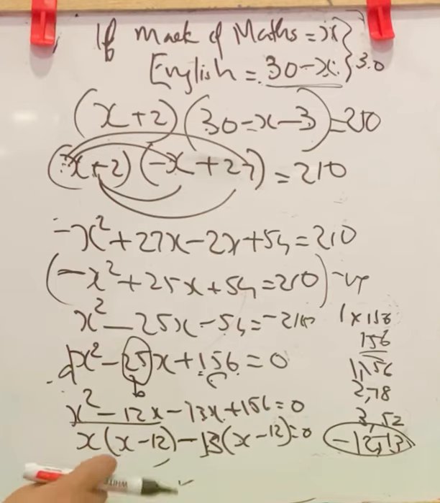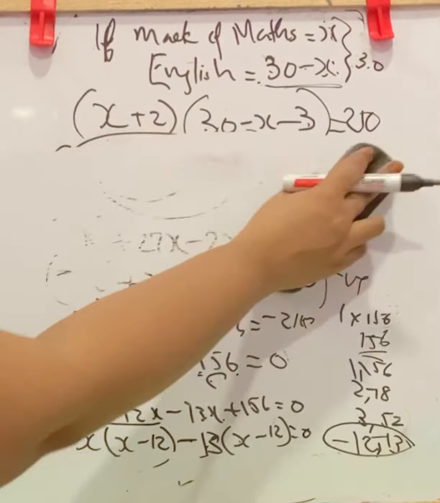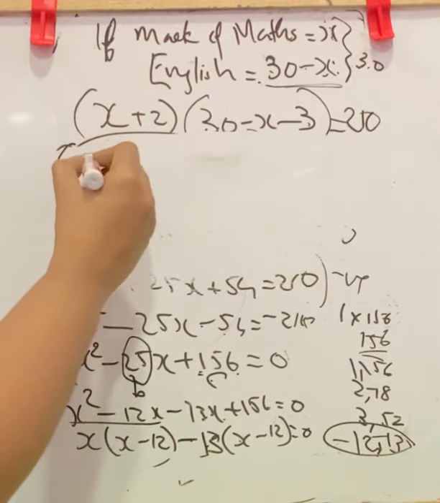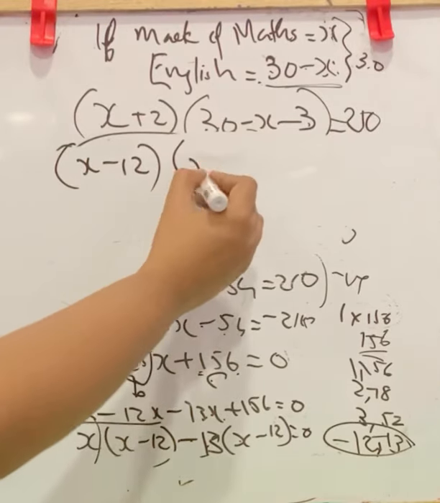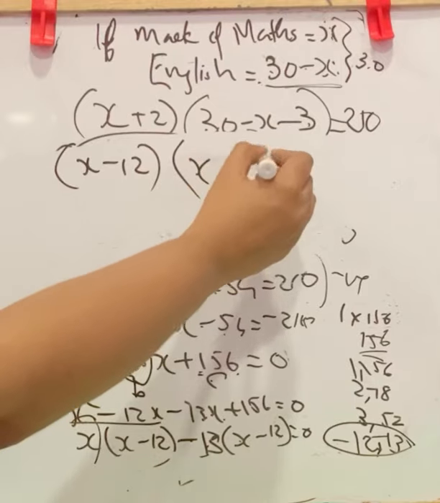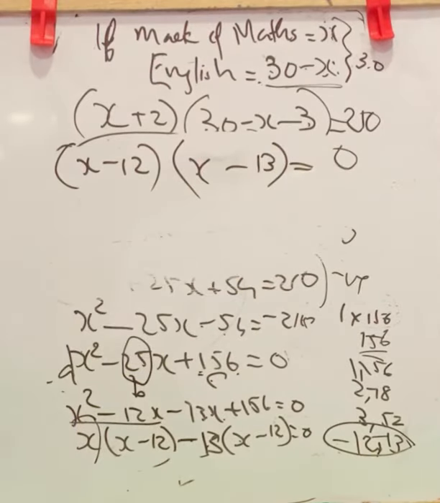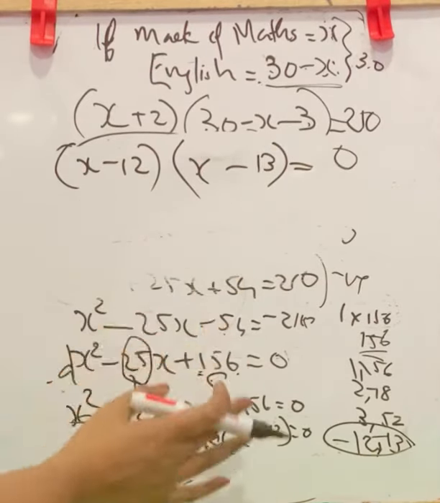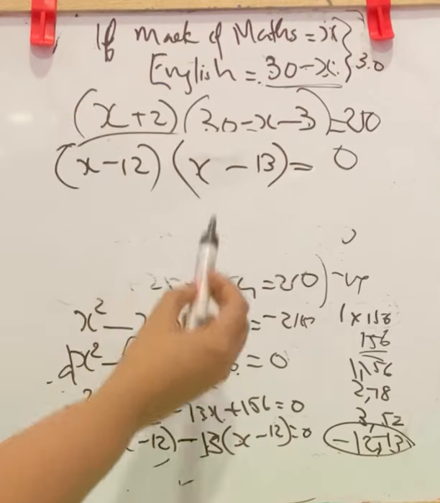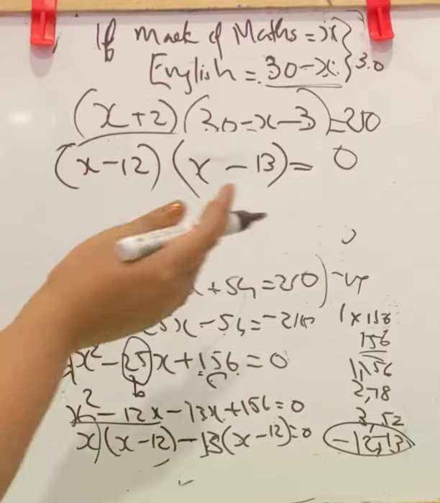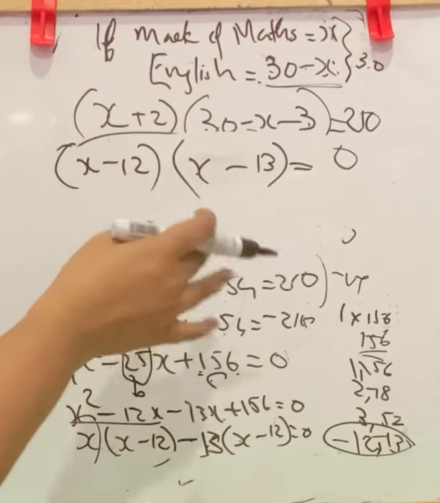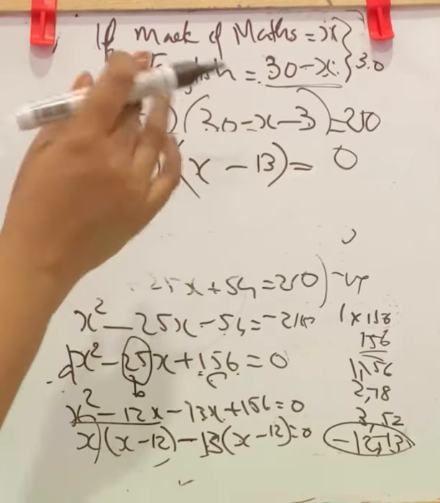So take x minus 12 as common. The x minus 12 bracket is common. Now here we have x and here we have minus 13, equal to 0. We have already checked and learned why we are taking this bracket common and why we are writing the bracket here and all. So check the previous videos, you will get more idea of this portion.